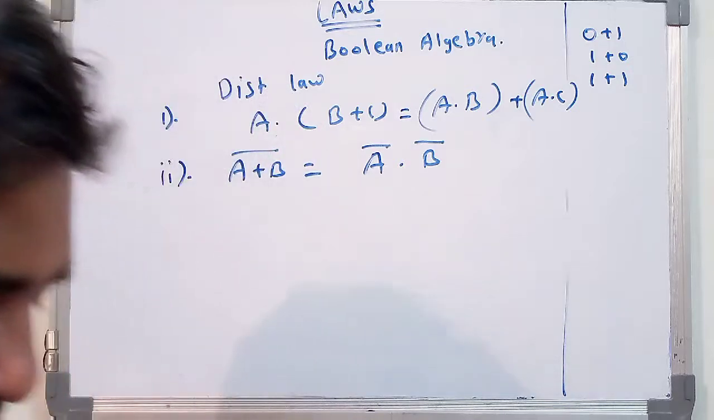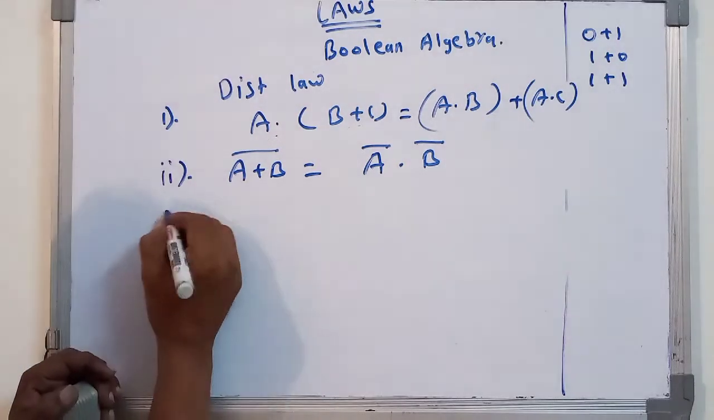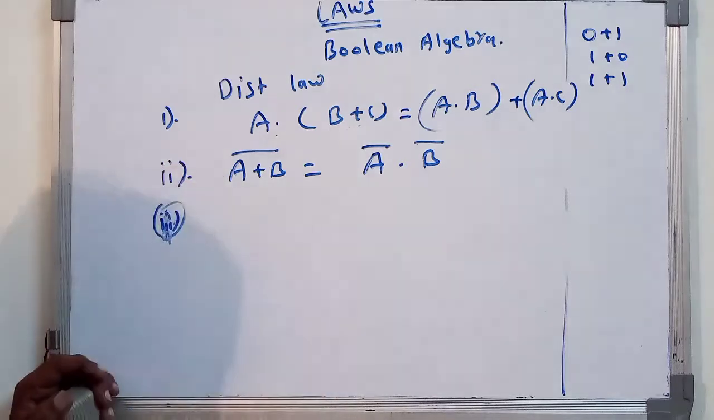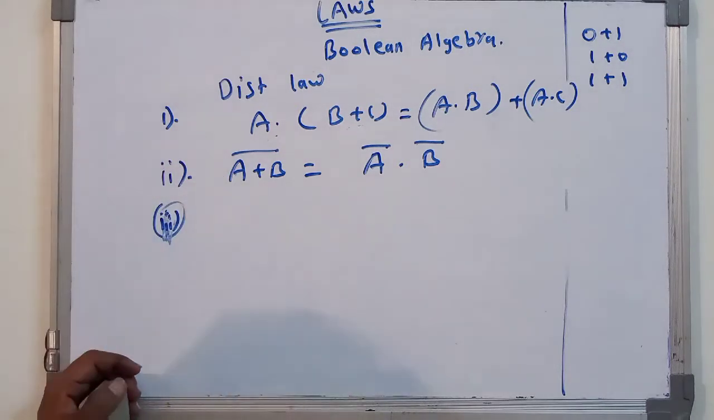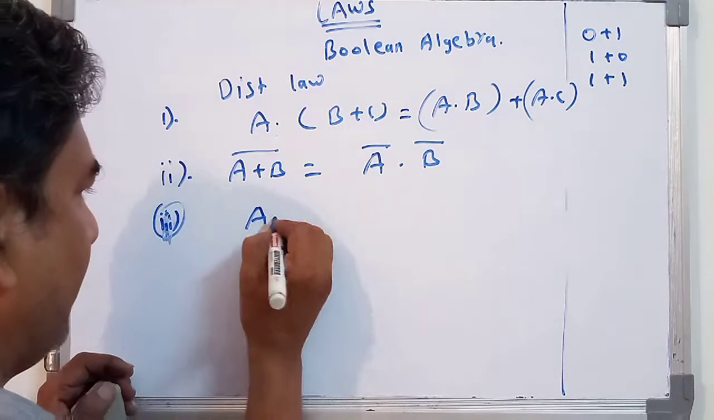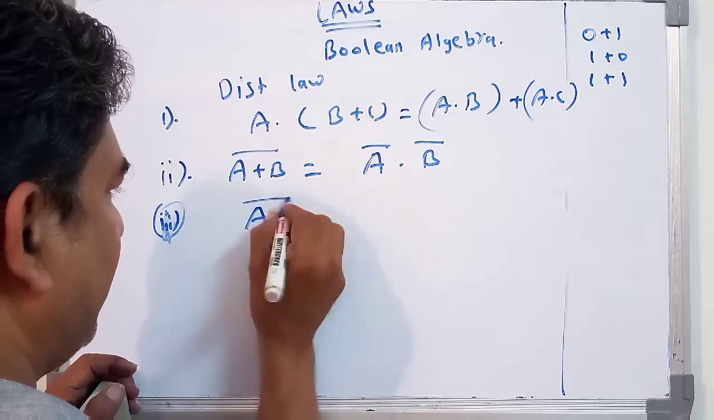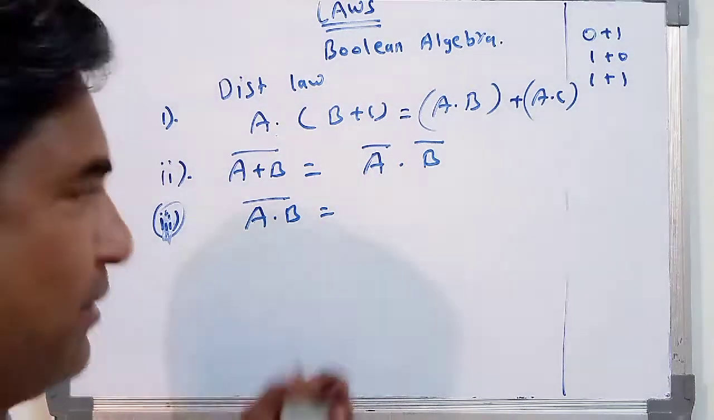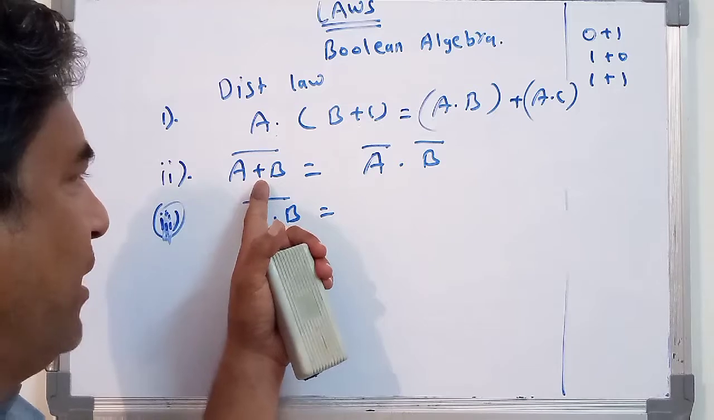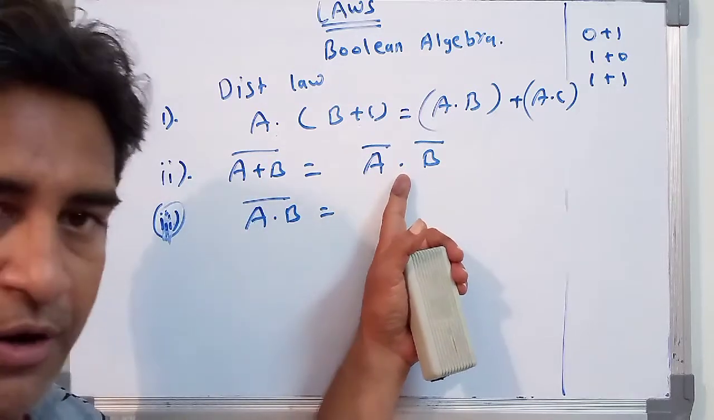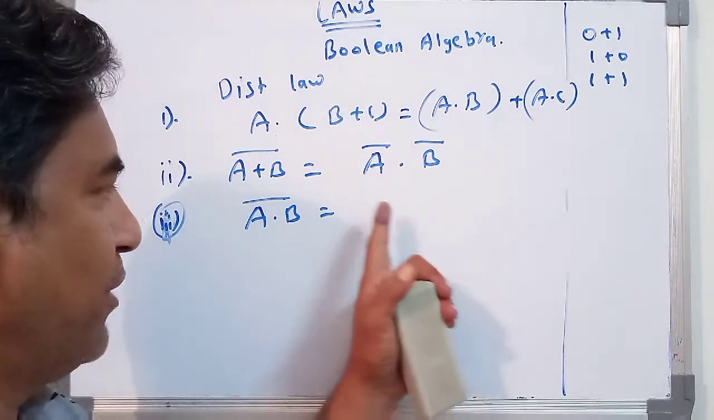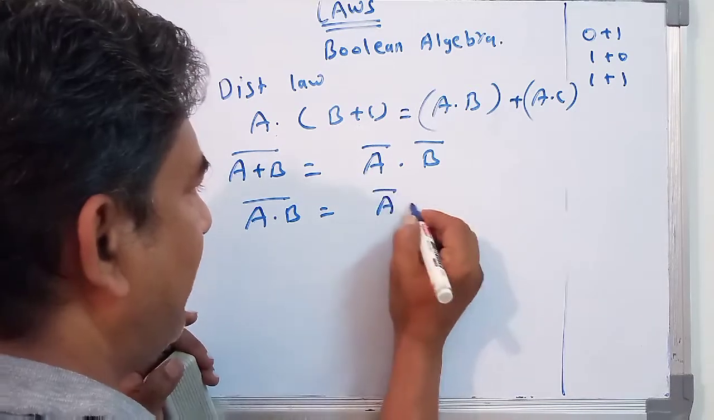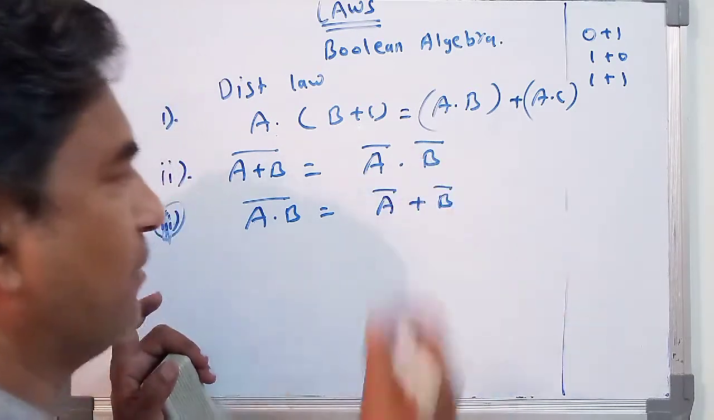Then the third part. If you have a dot b whole bar, then what will you get? As before, if it is plus you obtained the dot, now it is dot, so you will obtain a plus. But how will you write it down? A bar plus b bar.